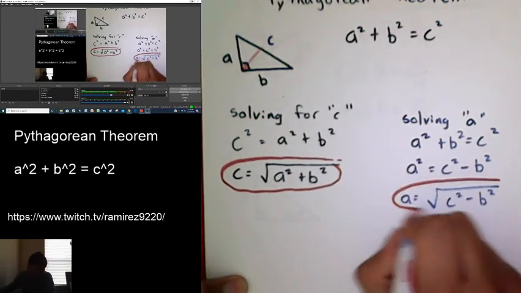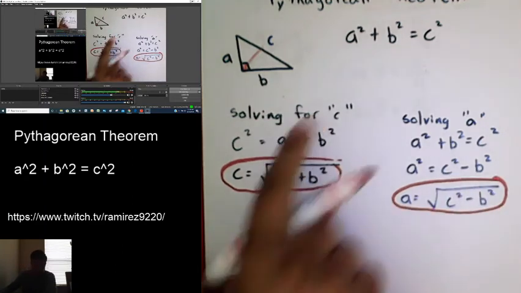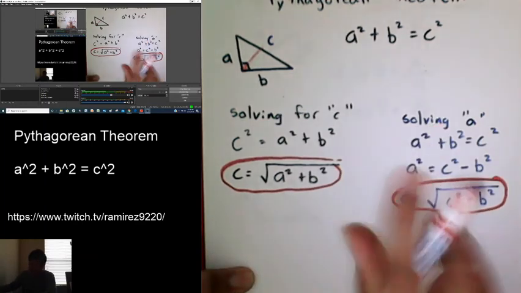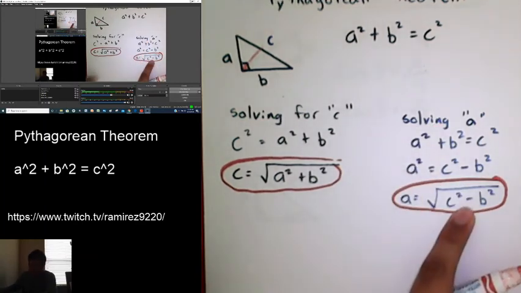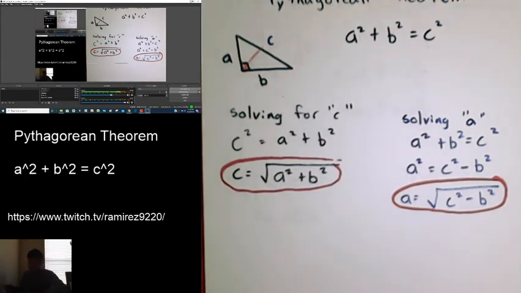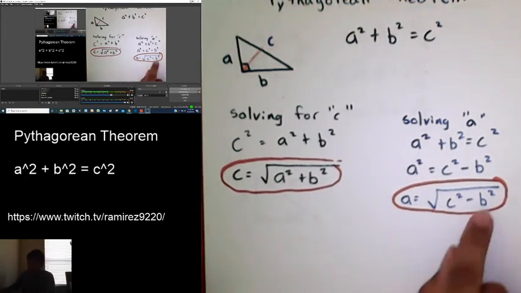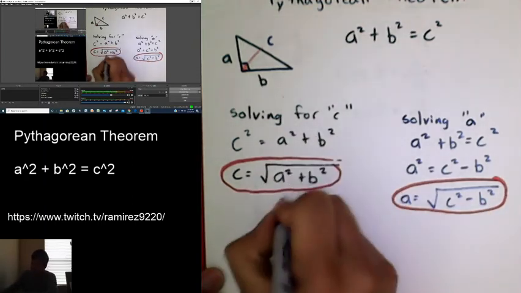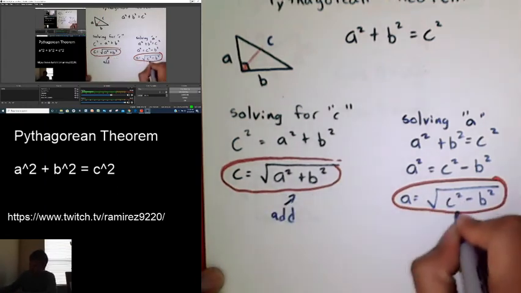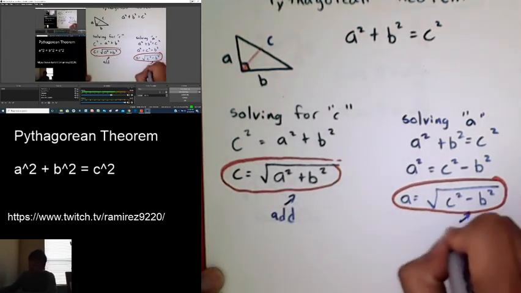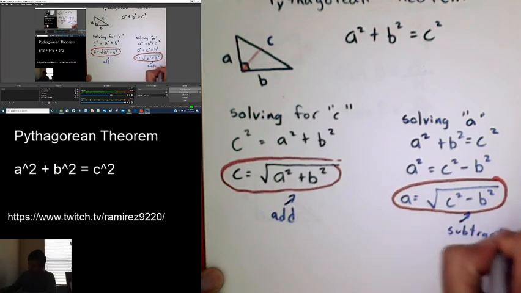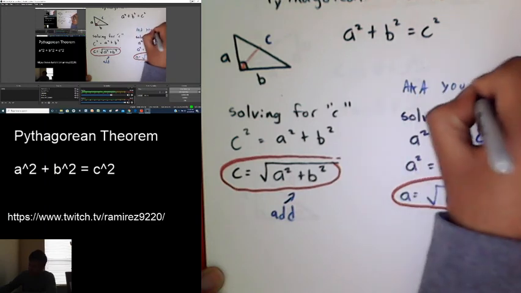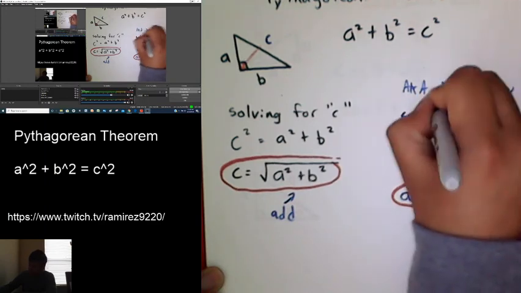So again, the important thing you're noting is whenever you're solving for c, you're adding. Whenever you're solving for a or b, you're going to end up subtracting. If you were solving for b, it's literally the same thing, except you have b here and a here. Please don't forget, solving for c, you add. If you already know c, you subtract. Okay, solving for a, aka you know c. All right.